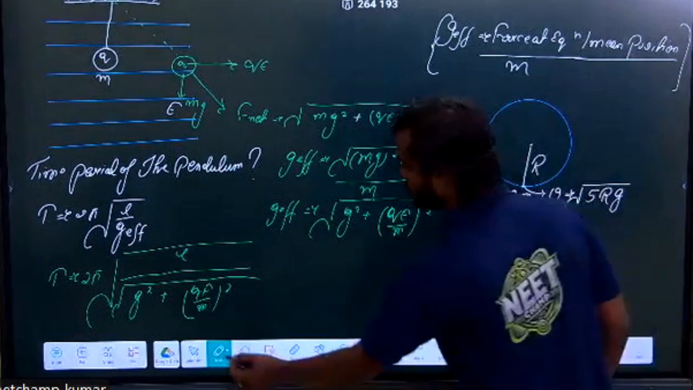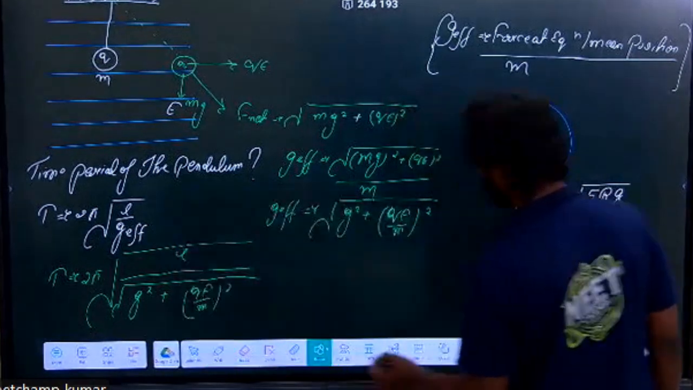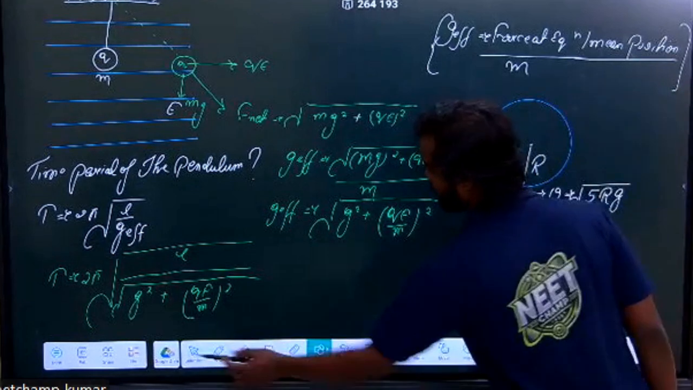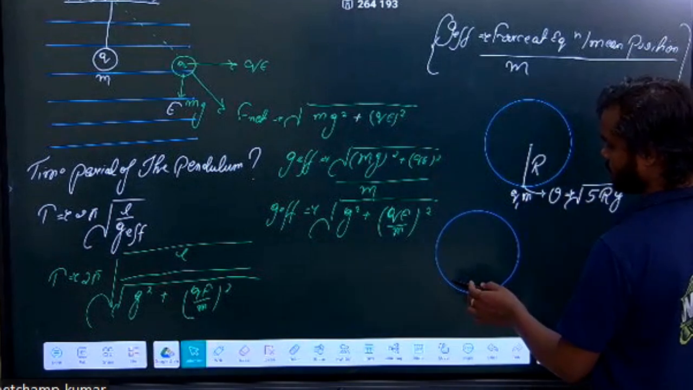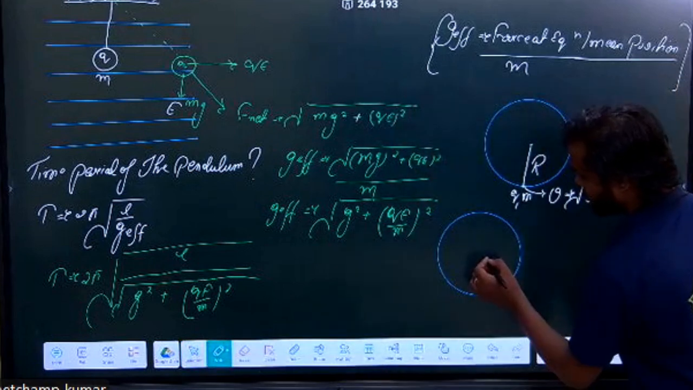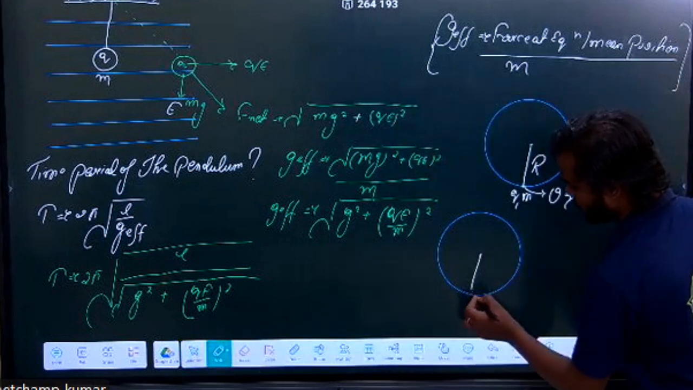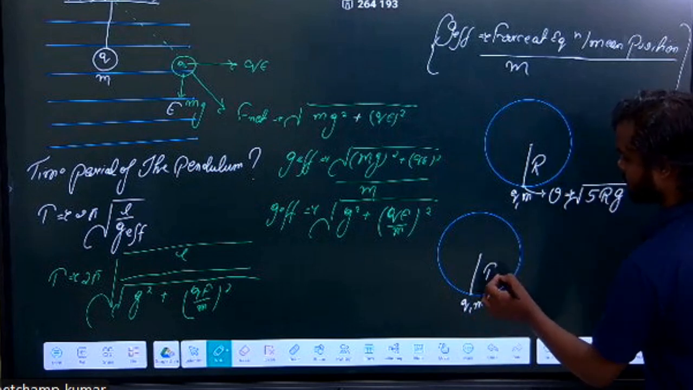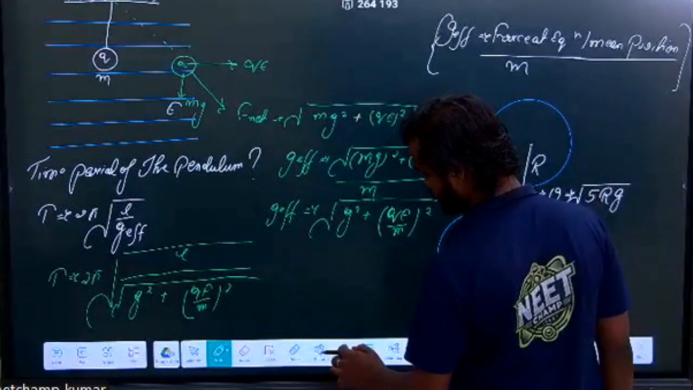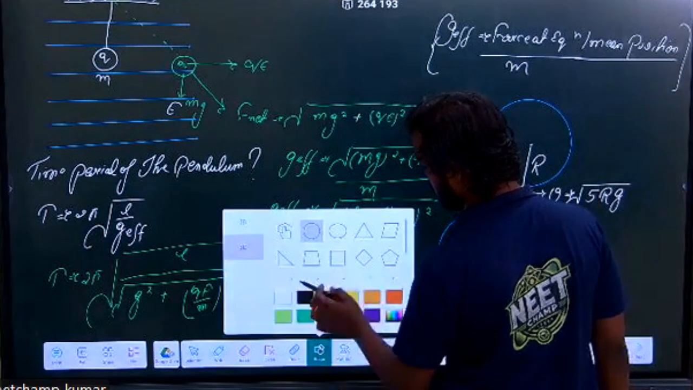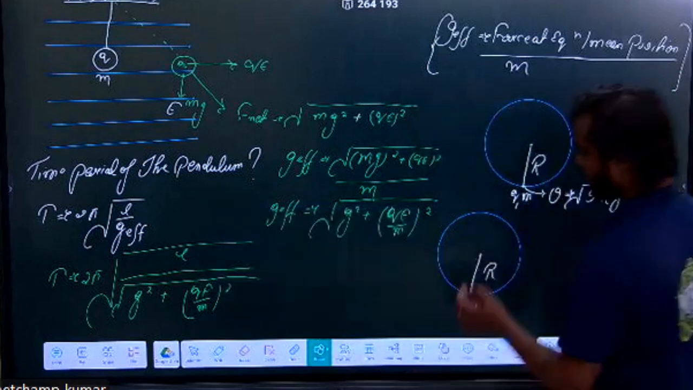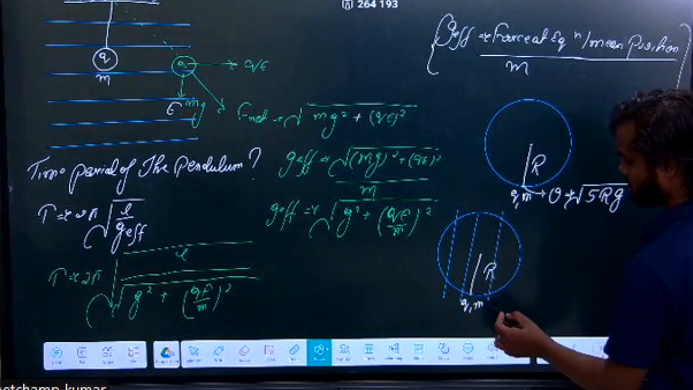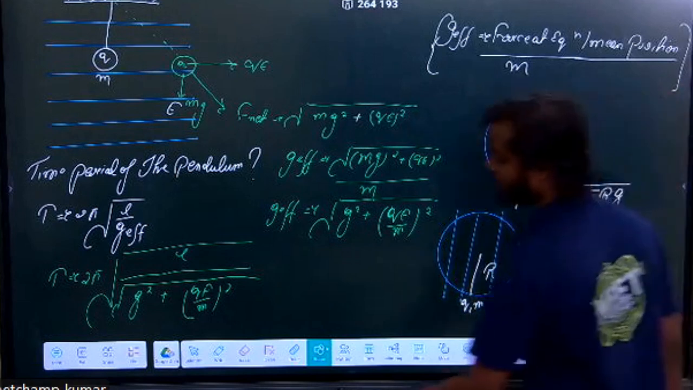Now suppose I am doing a small change in this question. It is the same question, but I am doing a small change. What is the small change I am putting? Suppose the same circle is there. This is the center. This is the same charge q, mass m. Now the same radius r is there. Now what I did, I have applied the electric field like this. This is my electric field, a uniform electric field I have applied.